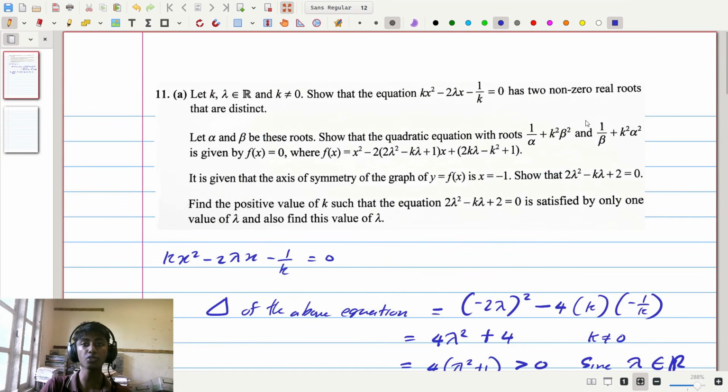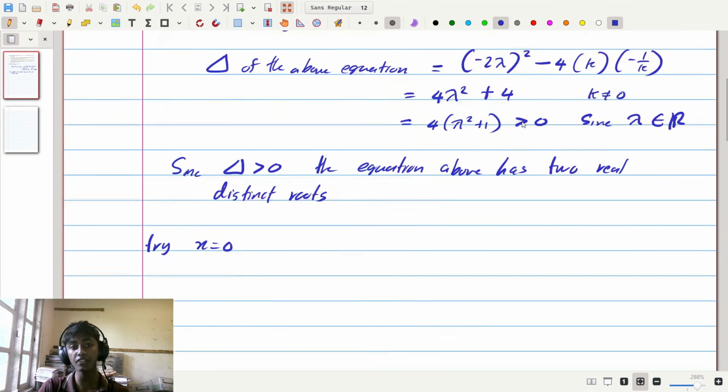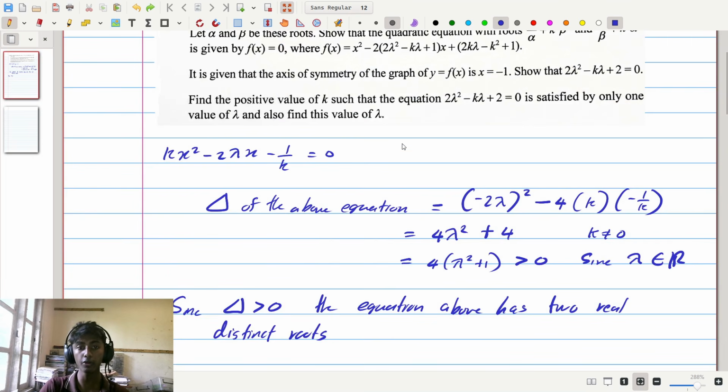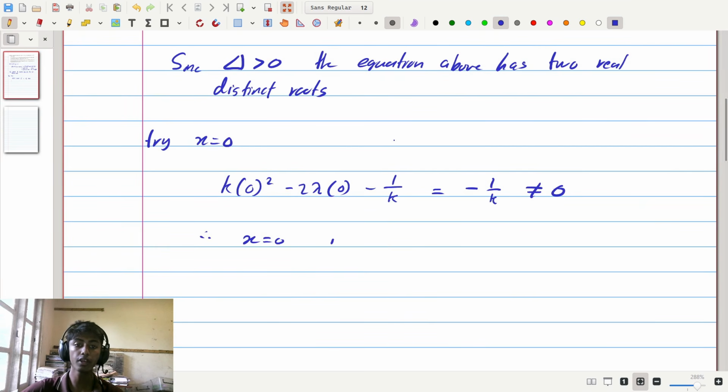Now we still need to prove that these two roots are non-zero. So for the non-zero bit, what we can do is directly substitute the value of x equals 0 and see what we get. Trying x equals 0, on the left hand side, we have kx squared minus 2 lambda x minus 1 over k, which is going to be k times 0 squared minus 2 lambda times 0, minus 1 over k, which is equal to 0 plus 0 minus 1 over k. So it's equal to minus 1 over k, which is clearly not equal to 0. And therefore we can say x equals 0 is not a root of the above equation. Now I'm going to call this fact number A, and I'm going to call this fact number B.